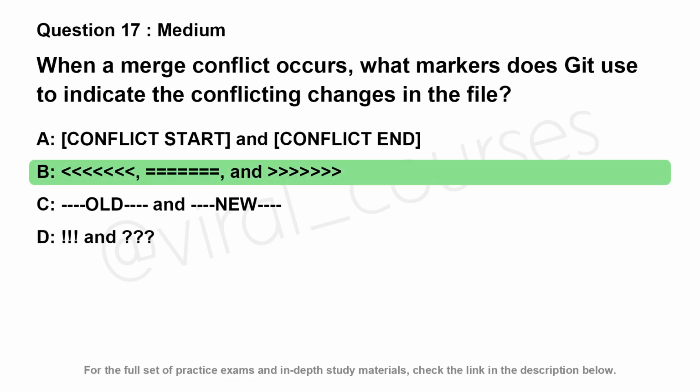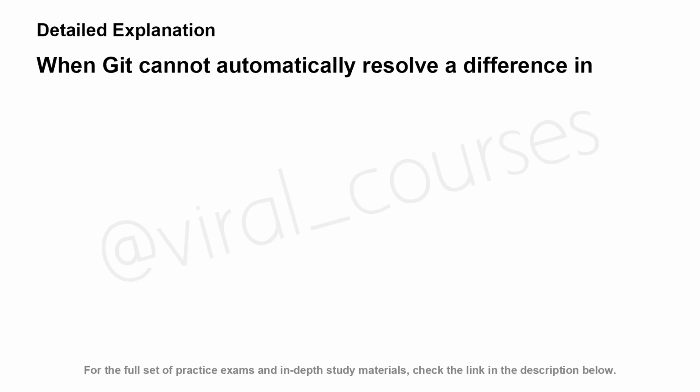The correct answer is B. When Git cannot automatically resolve a difference in code between two branches, it inserts conflict markers into the file.